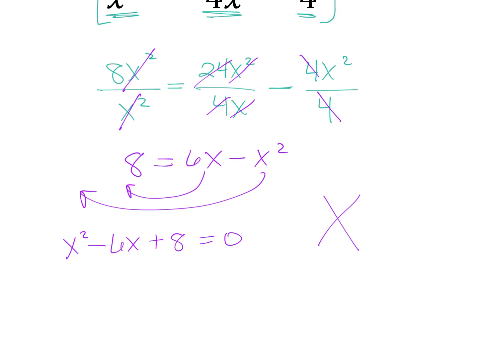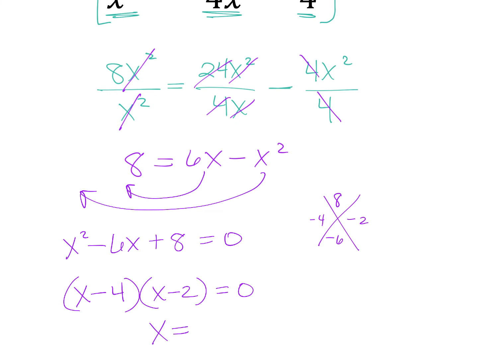So when we factor that, what can you multiply to get 8 that you can add to get negative 6? Negative 4, negative 2, right? So x minus 4 times x minus 2 equals 0, which means your x's are just going to be opposite of what you see there, a positive 4 and a positive 2. Set each one of those equal to 0.